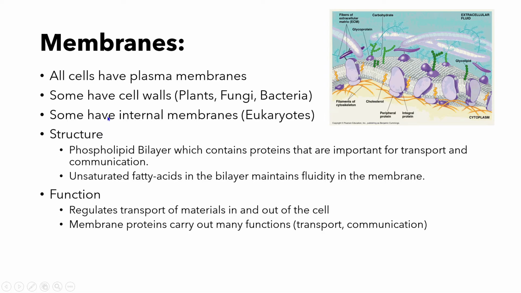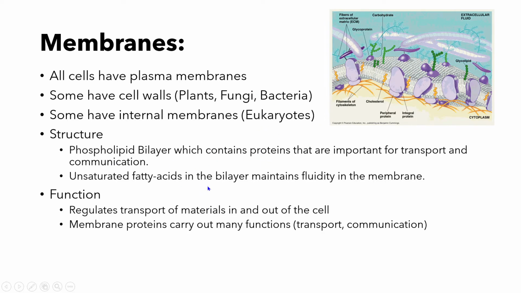Some cells, like plants, fungi, and bacteria, have cell walls, and these cell walls could be made of chitin, cellulose, or other different materials, but they're cell walls and not cell membranes. Three specific examples are plant, fungi, and bacteria. And some have internal membranes. We talked about mitochondria and chloroplasts having internal membranes, and this usually is only found in eukaryotes.